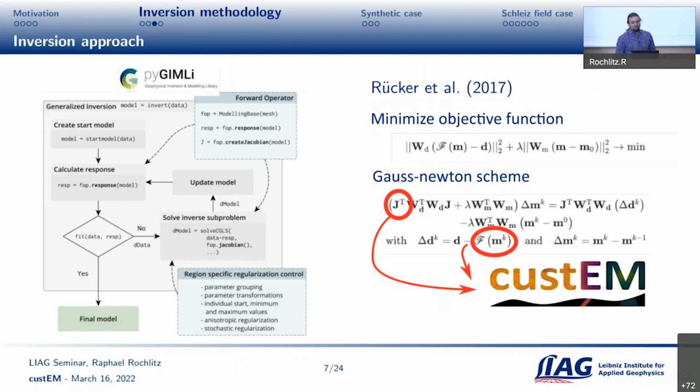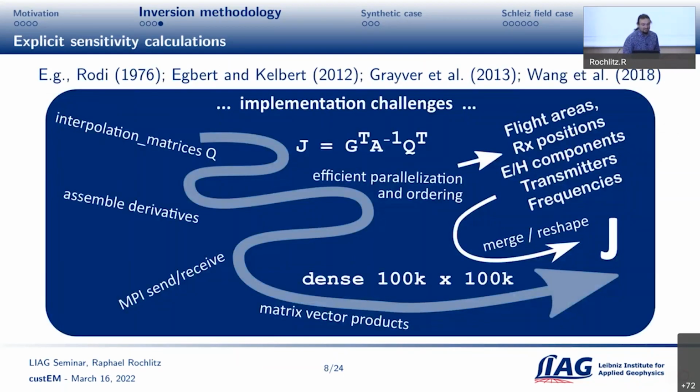So what we need to supply is a forward response, which is already available in custEM, and the Jacobian matrix. The Jacobian matrix contains entries, derivatives of our model parameters after the data. And this Jacobian matrix provides the information in each iteration step in which direction our conductivity model should be updated. So if cells should be more resistive or more conductive after a certain inversion step. And yeah, this is actually the main challenge, to provide this Jacobian matrix.